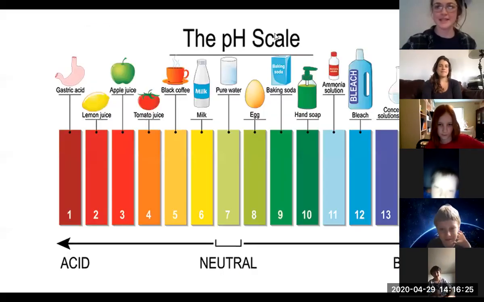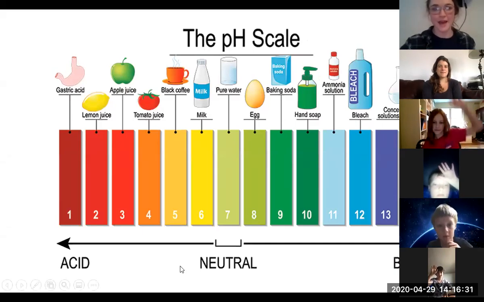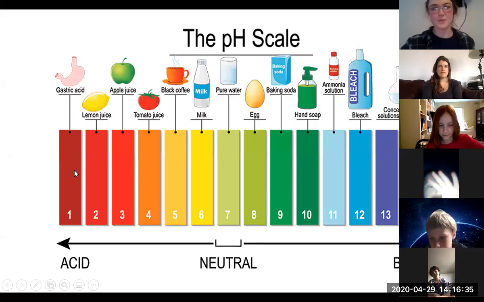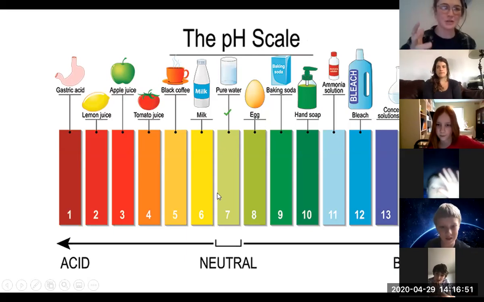So, who has seen this before? That's called the pH scale. On the left here, this 1 through 7, we call the acids, and then 7 through 14 we call bases, and right in the middle is pure water, and we call that neutral. And does anybody know why? Why is water neutral?